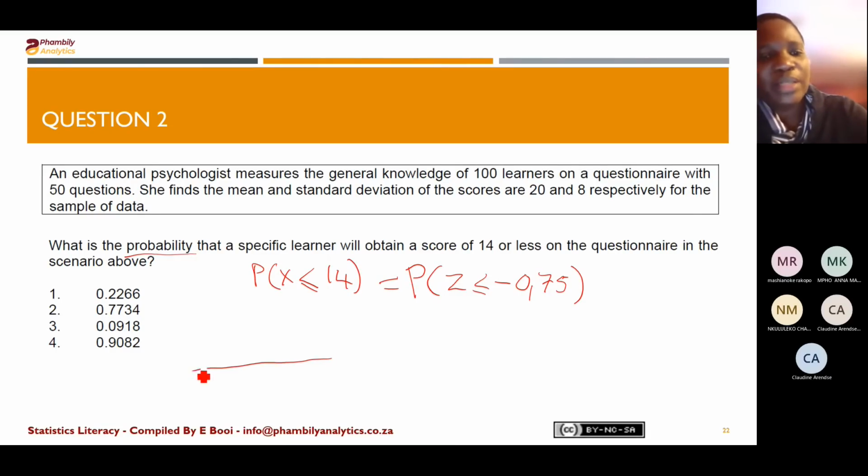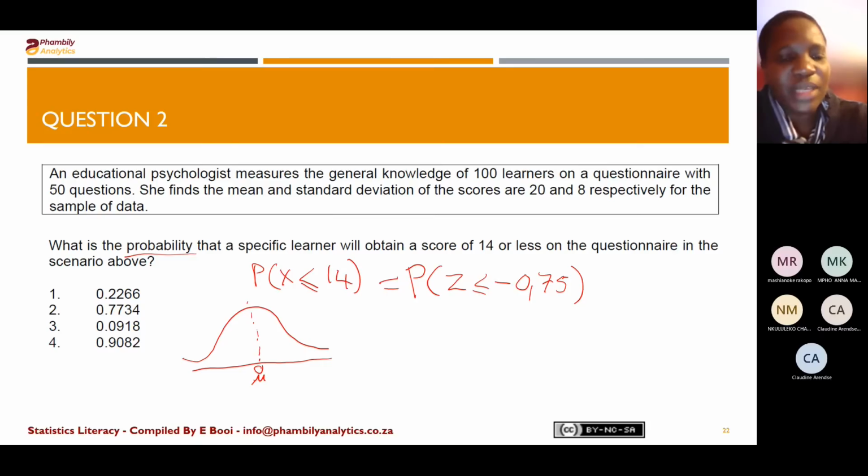So let's draw our normal distribution. I'm not artistic, so don't judge my graph. We always know that in the middle it's 0, right? Is our mean. Our mean is there. So our Z of minus 0.75. So we're not going to use this value here, but we're going to rely on the value of the Z. Because here is our Z and this side is negative. This side of Z is negative and this side is positive. So this is negative 0.75.